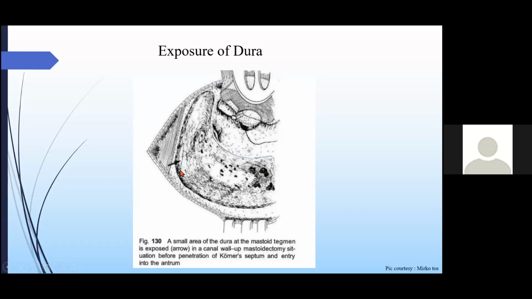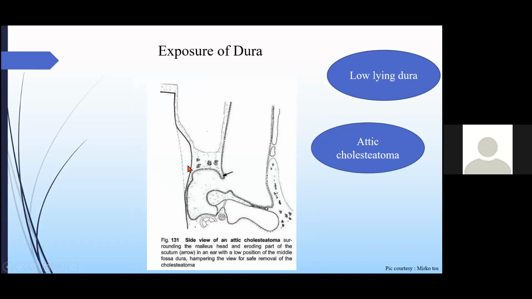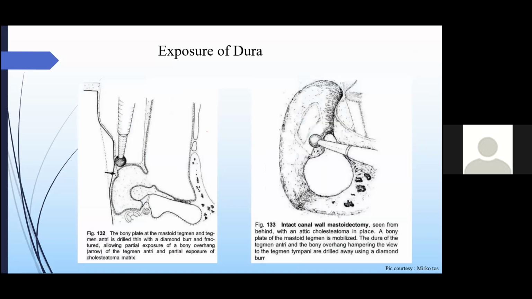And if we are not able to carry out, we can expose a small part of the dura in a lateral aspect. So after drilling the Tegmen, there are certain situations like if it is a low-lying dura or attic cholesteatoma and we are not able to expose the complete Tegmen or not able to clear the disease, in those cases, we have to expose a larger portion of the dura, and one must not hesitate to do it, because the dural defects are very easily manageable with a CSF leak or without a CSF leak, but the disease clearance is very important.